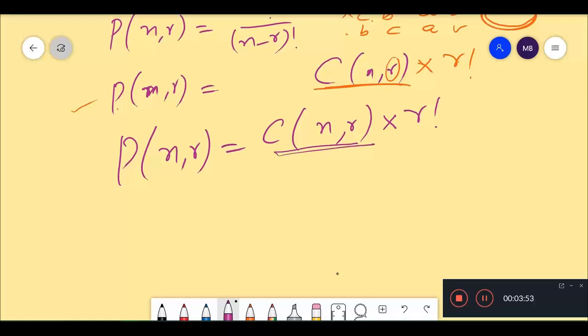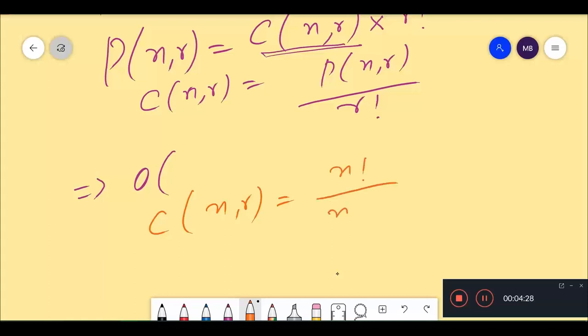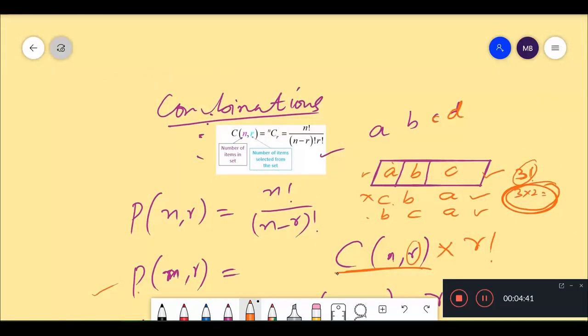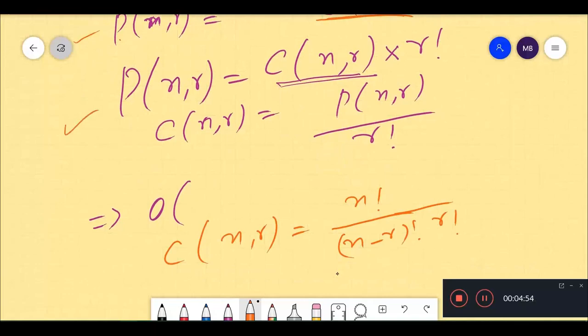So now from this formula, we can deduce C of n comma r. C of n comma r is equivalent to P of n comma r divided by r factorial, which is further equivalent to n factorial divided by (n minus r) factorial, and we multiply it with r factorial. So this is the formula for combinations. C of n comma r is equivalent to n factorial divided by (n minus r) factorial into r factorial. So now it is easy to see how this formula is deduced. We get this formula from the permutations formula.